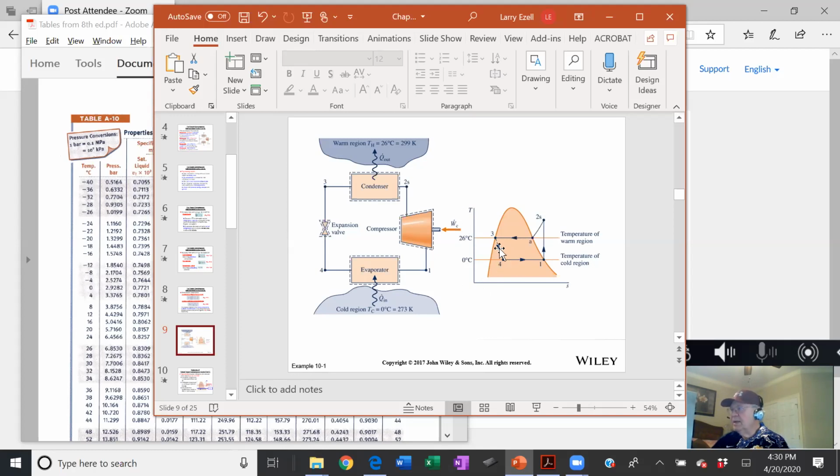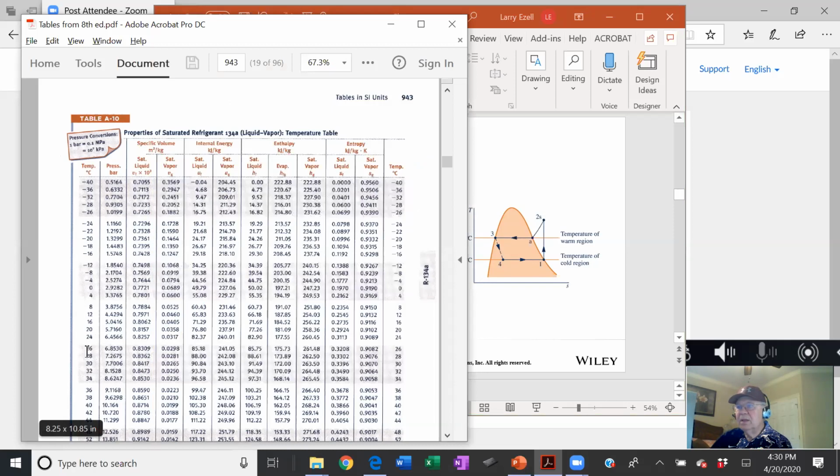so 26 degrees C, what pressure would that give me? Let's go over here to the table. About 7 bar. So at 0 degrees C, we're about 3 bar. At 26 degrees, we're about 7 bar. So about 3 bar to 7 bar in round numbers.